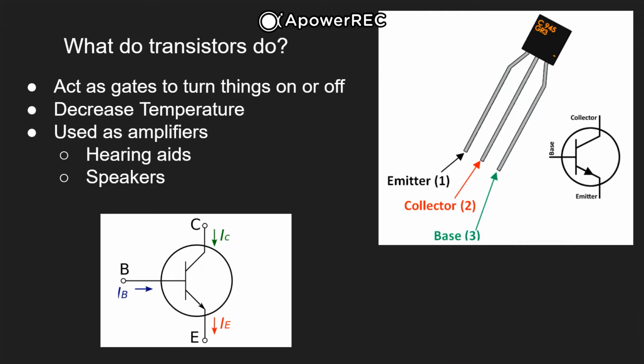So what do transistors do? Transistors act as gates to turn things on or off. They decrease temperature, and they're used as amplifiers such as hearing aids or speakers.